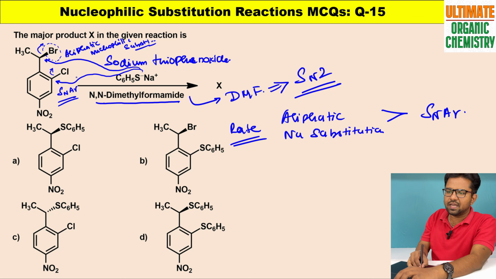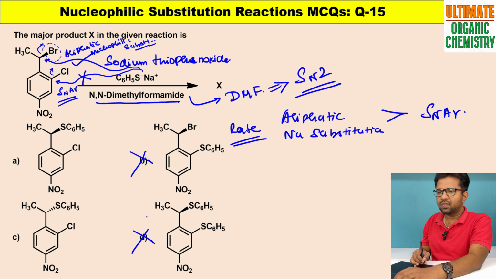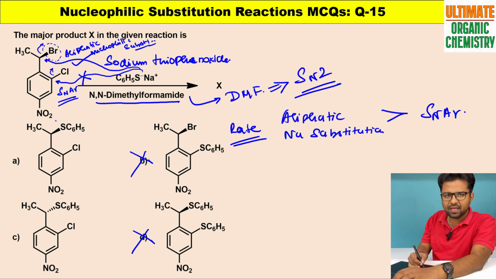So the attack of S minus at the benzene ring, which is known as ipso attack, will not take place. I am not going to discuss the SNAr reaction in detail right now; I will make a separate video. This aliphatic nucleophilic substitution will be faster. From this, we can ignore options B and D. Now our options are very clear: option A can be the answer or option C can be the answer.